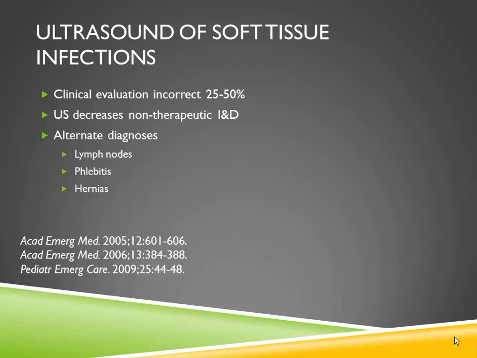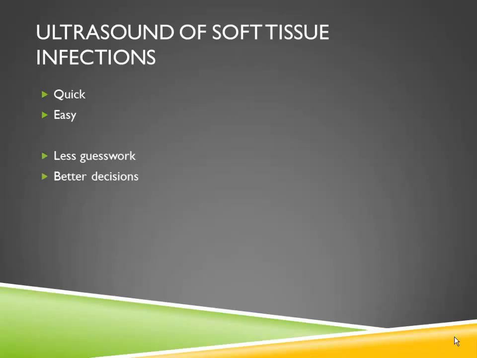And once in a while, studies have shown you might find an alternate diagnosis. It might just be a big swollen lymph node or a thrombophlebitis or even maybe a hernia, depending on the location. And this is low-hanging fruit as far as ultrasound goes. It's quick, it's super easy, and when you do this, you can do a lot less guesswork and make better decisions. Even though this probably doesn't save a lot of lives and it's not a super sexy topic, this is a place where you can really make a big difference in what you do for patients and make patient care better.